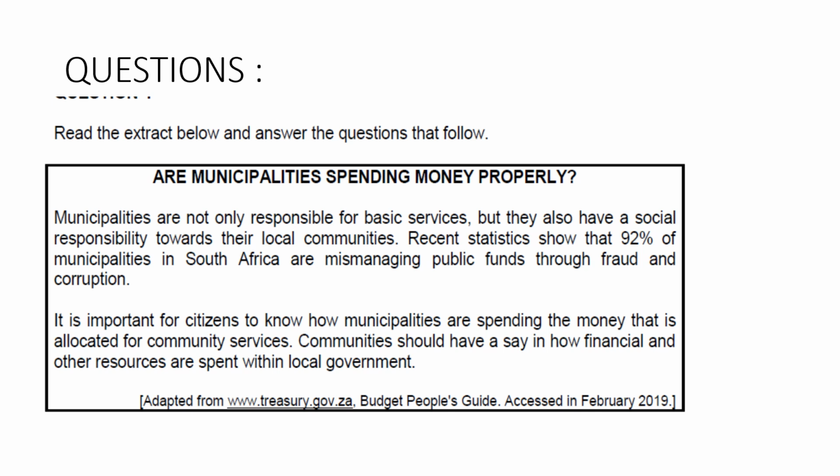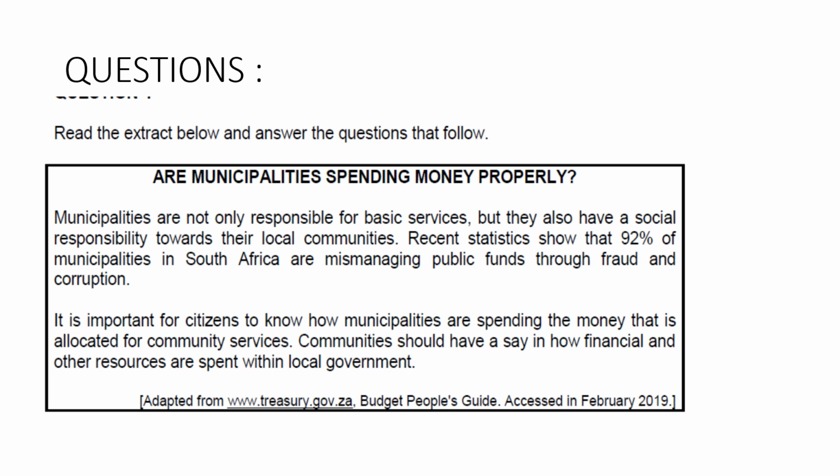It reads as follows. Read the extract below and answer the questions that follow. Are municipalities spending money properly? That is the heading. Municipalities are not only responsible for basic services, but they also have social responsibility towards their local communities. Recent statistics show that 92% of municipalities in South Africa are mismanaging public funds through fraud and corruption. It is important for citizens to know how municipalities are spending the money that is allocated to community services. Communities should have a say on how financial and other resources are spent within local government.